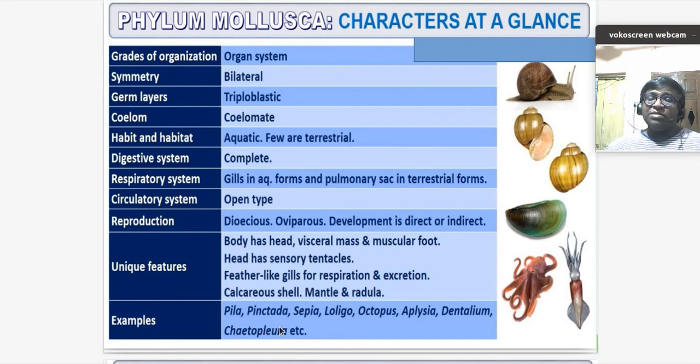The examples that you have to remember for this phylum Mollusca are apple snail, called Pila, Pinctada, Sepia. Sepia is the cuttlefish. Loligo is squid. Octopus, the devilfish. Aplysia is sea hare. Dentalium, it is called as tusk shell. Chaetopleura or chiton.